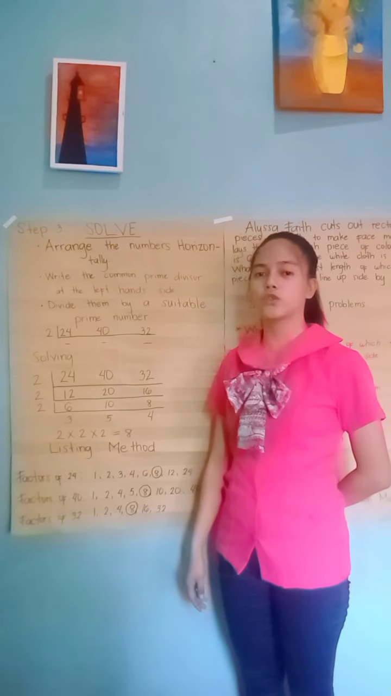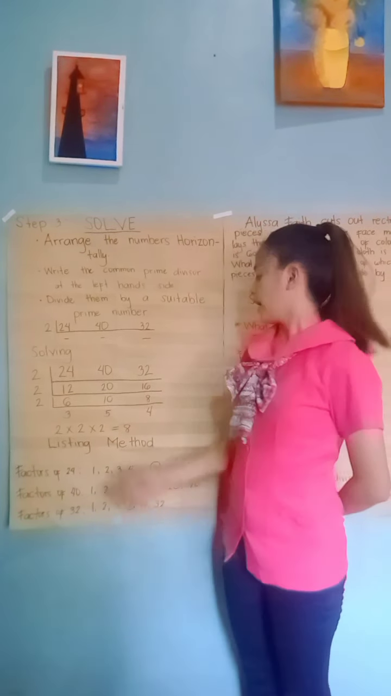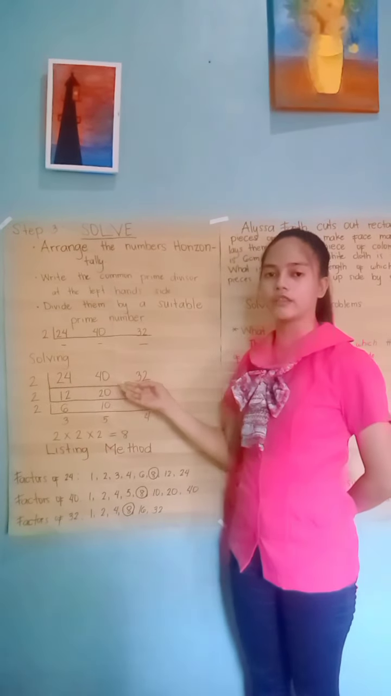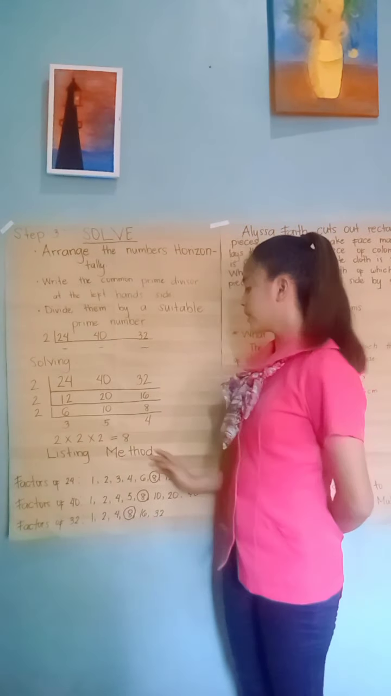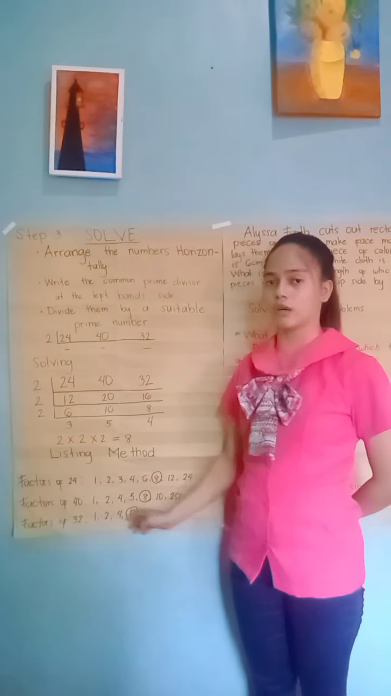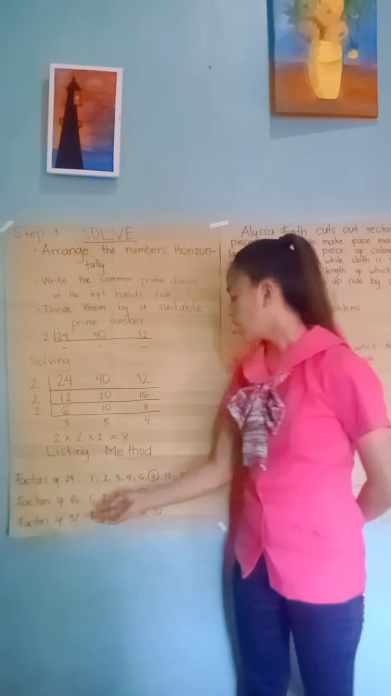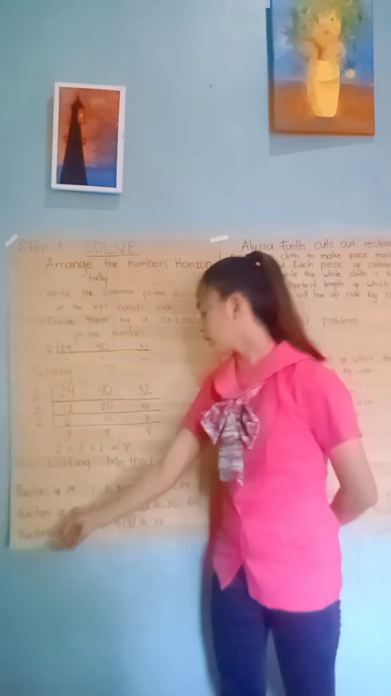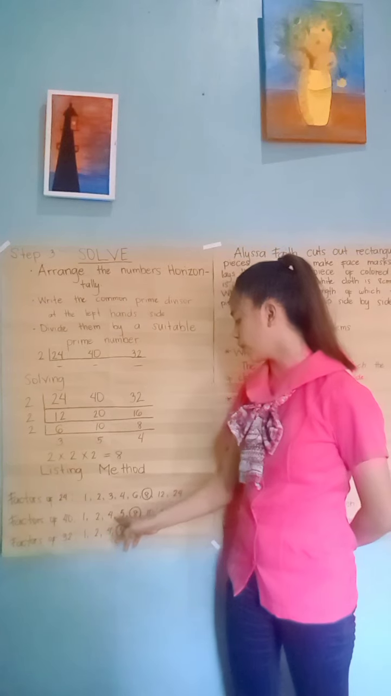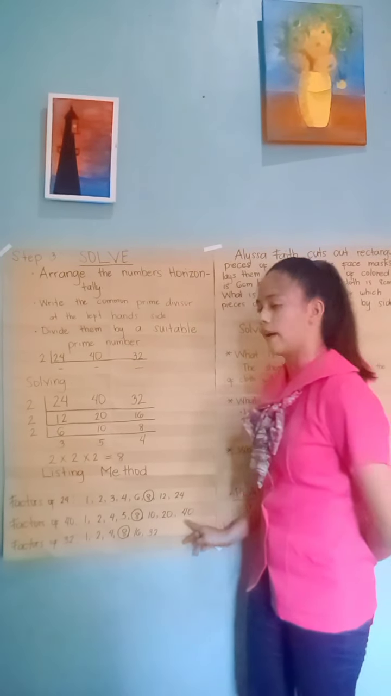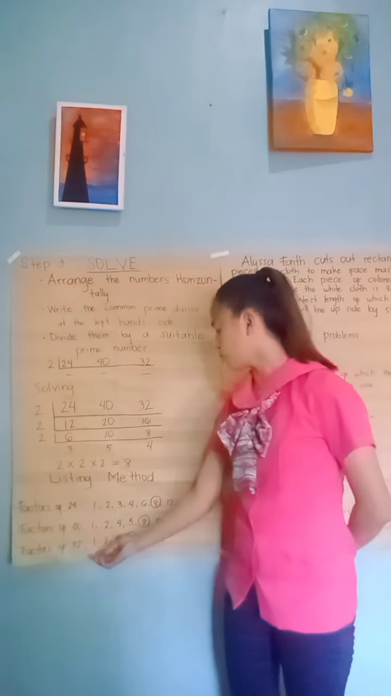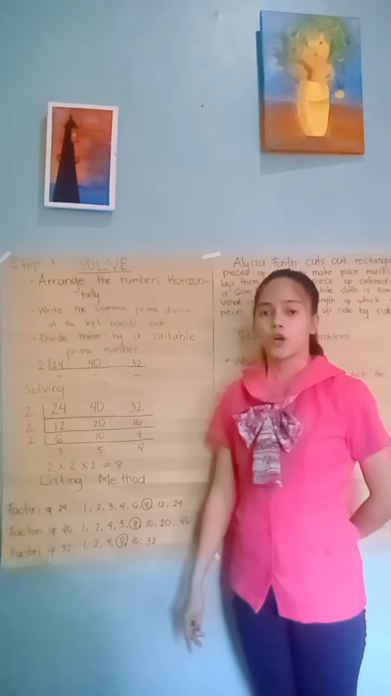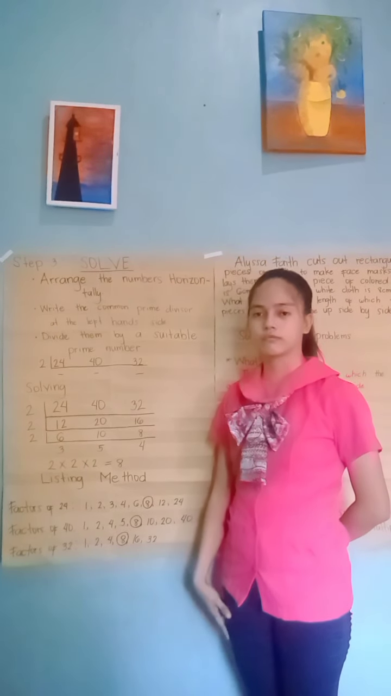Last step is we need to check. So we need to make sure 8 is the greatest common factor of 24, 40, and 32. So we can do it through listing all the factors of each given number. The factors of 24 are 1, 2, 3, 4, 6, 8, 12, and 24. The factors of 40 are 1, 2, 4, 5, 8, 10, 20, and 40. And then the factors of 32 are 1, 2, 4, 8, 16, and 32. So 8 is the greatest common factor.